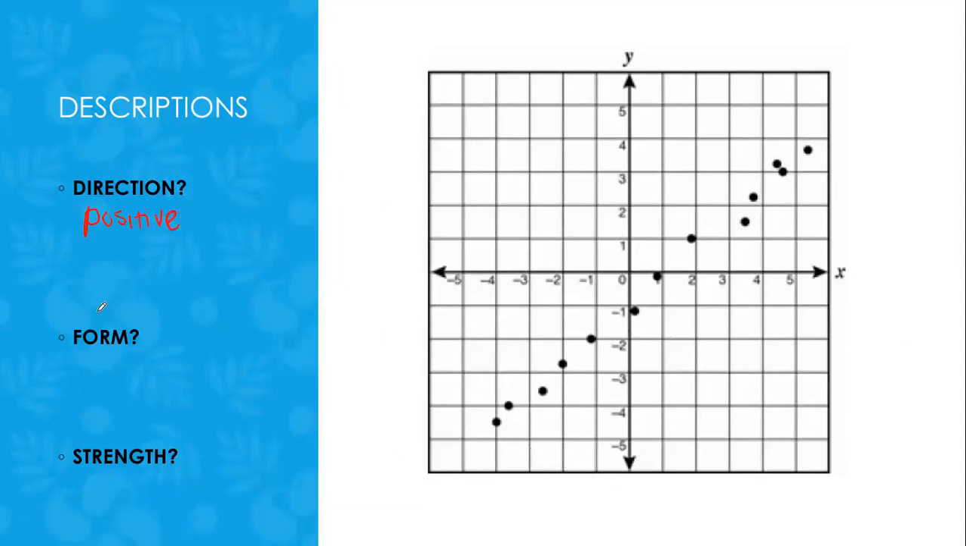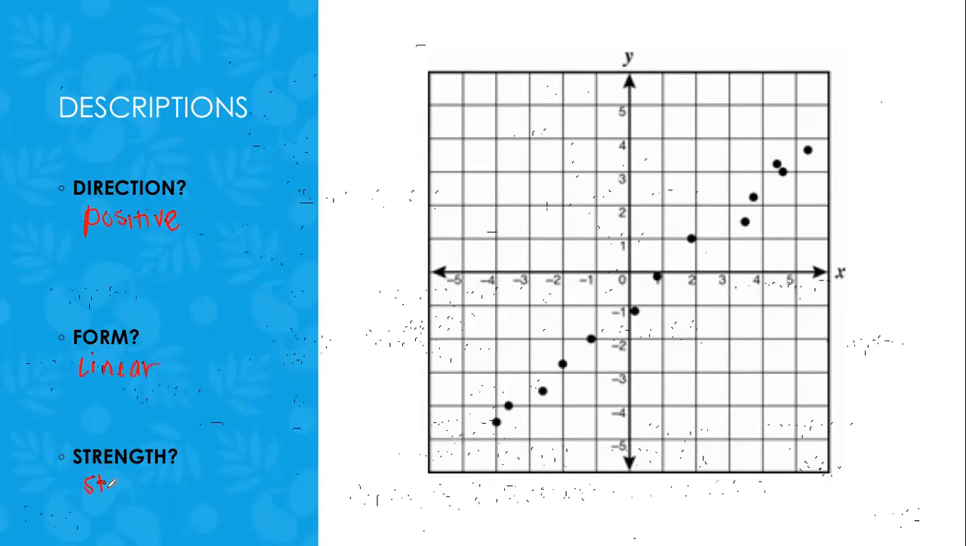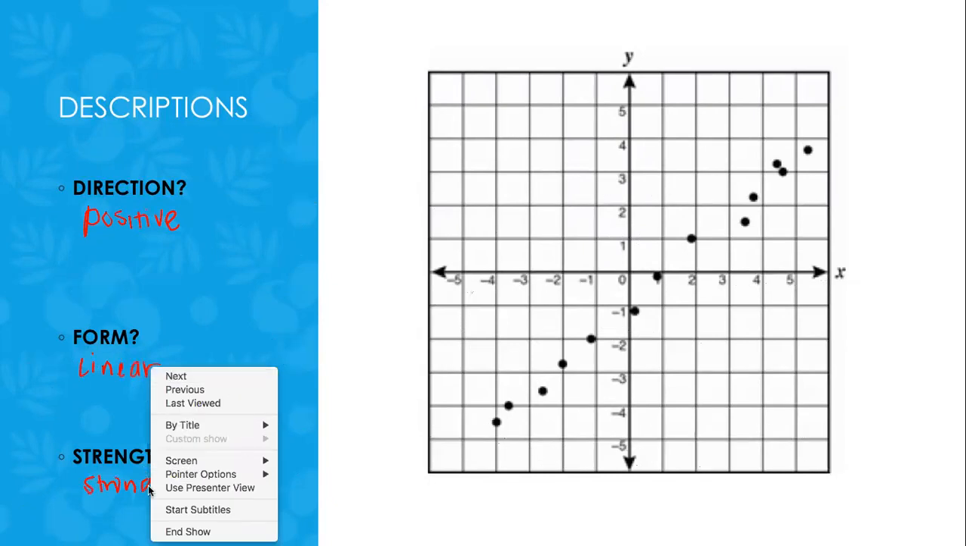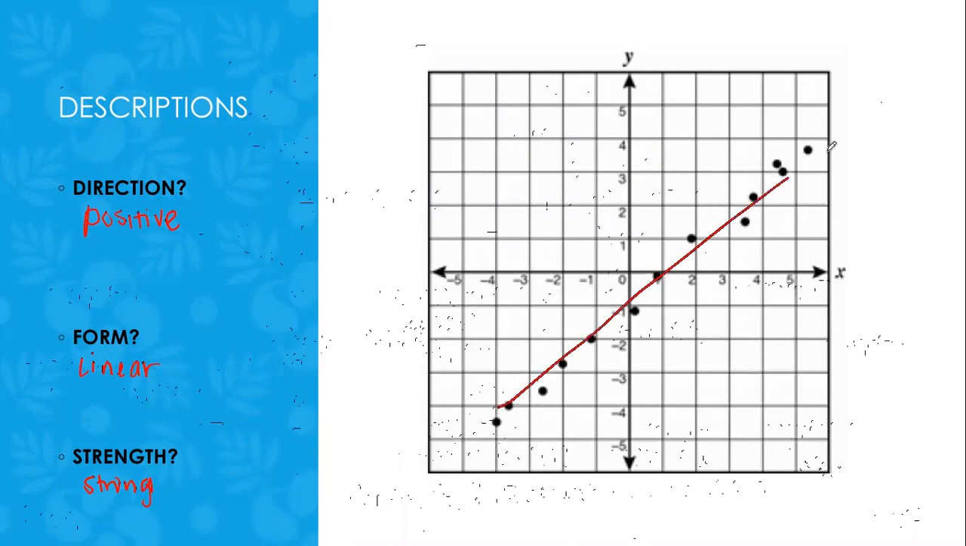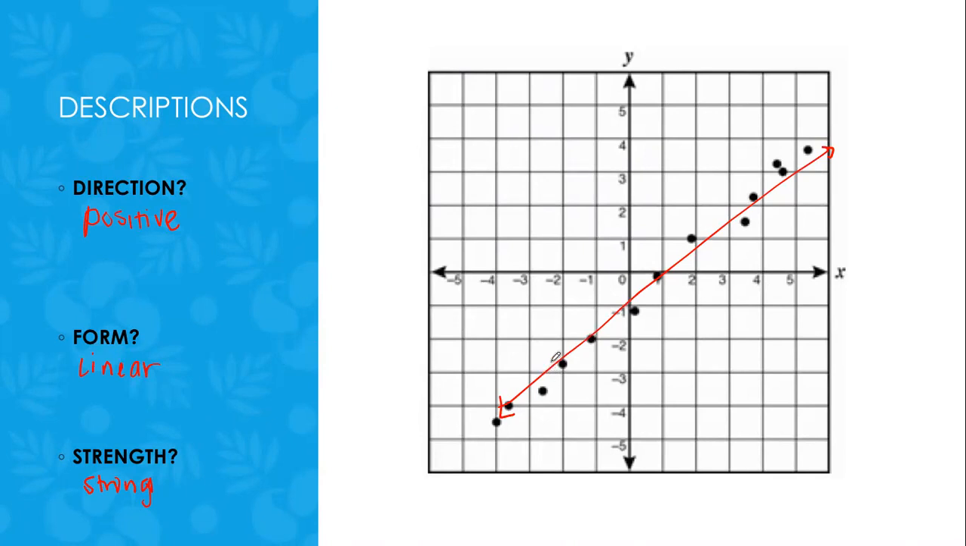I would absolutely agree with you. She said positive, linear, and strong. What do y'all think? Yep. I agree. It's going in a positive direction from left to right. It's forming a line type of pattern. And I would say it's pretty strong data. Okay.